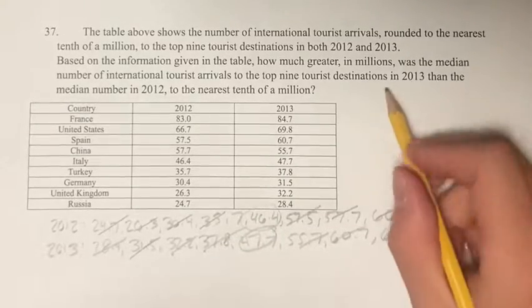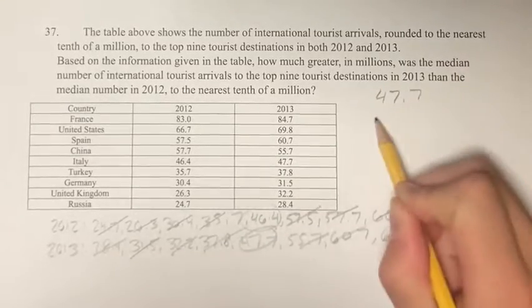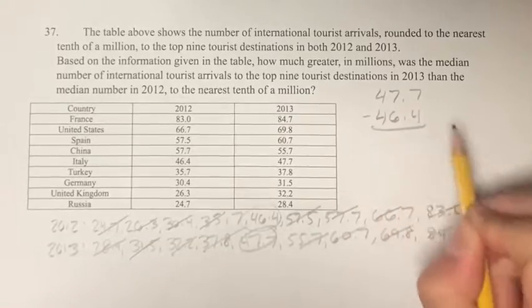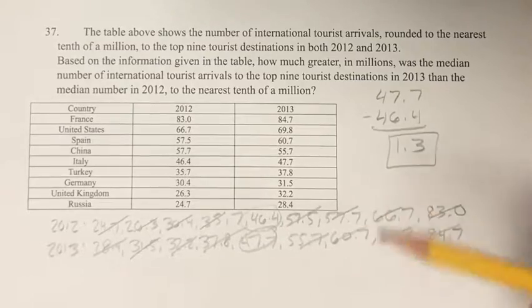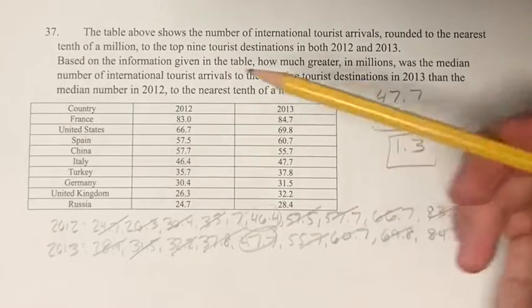We're looking for the distance between these, so 47.7 minus 46.4 is 1.3, and that is going to be your final answer, the difference in millions between the median in 2013 and 2012.